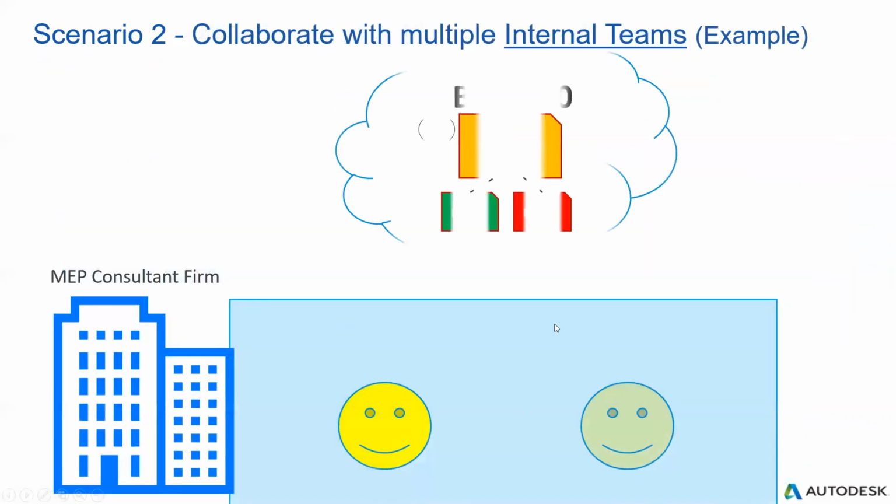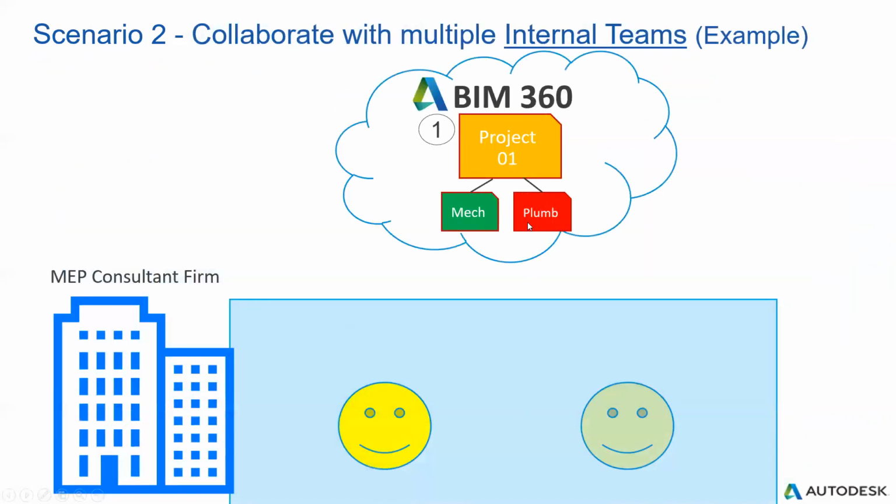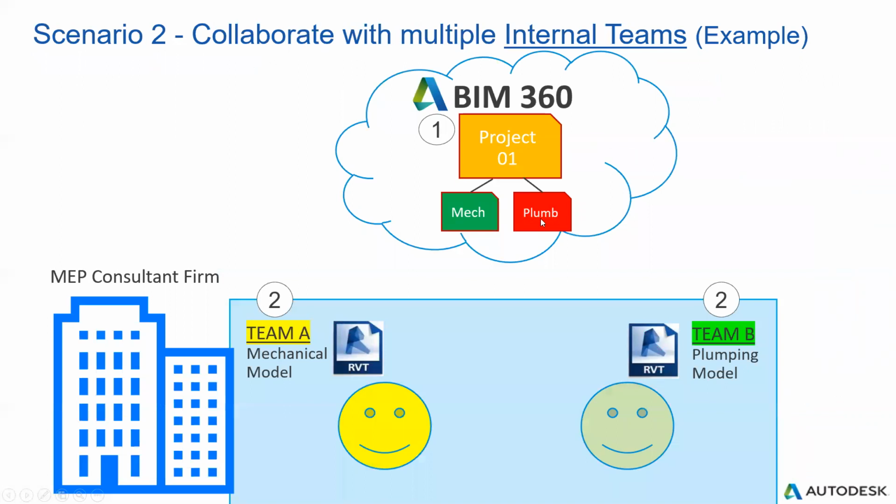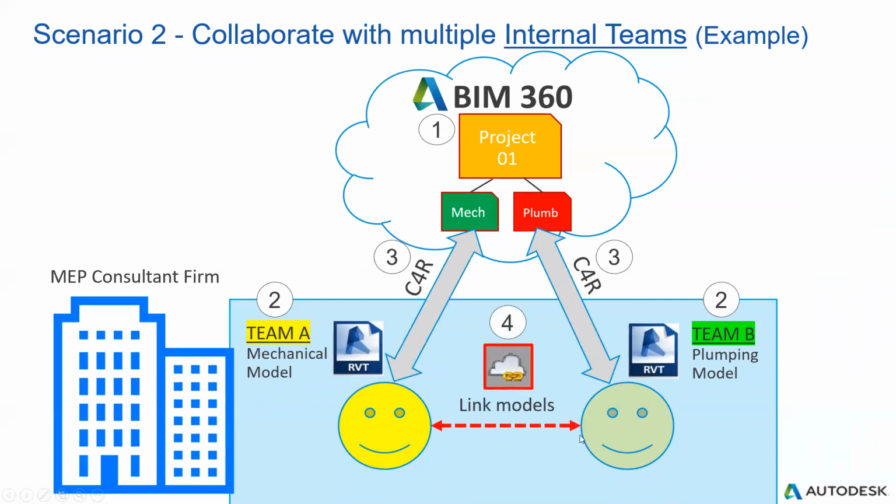If we can use the BIM 360 Cloud, we do the similar thing. Maybe I simplify the case, just have 2 disciplines here. I set up 2 subfolders, and these two, Team A and Team B, synchronize their models by C4R, and they can also link their models with each other because the models are on the same page in the cloud.